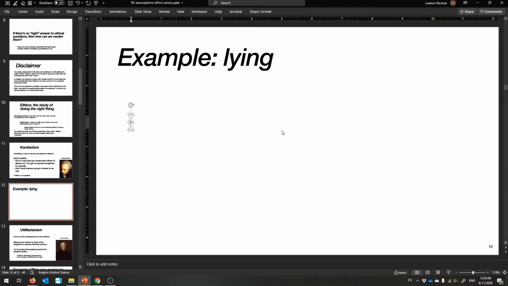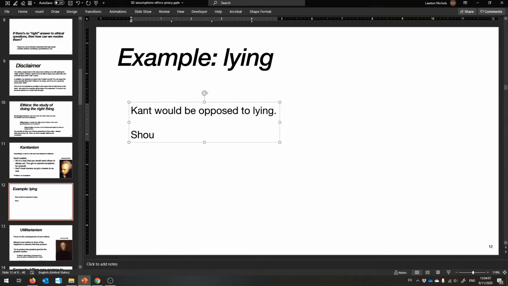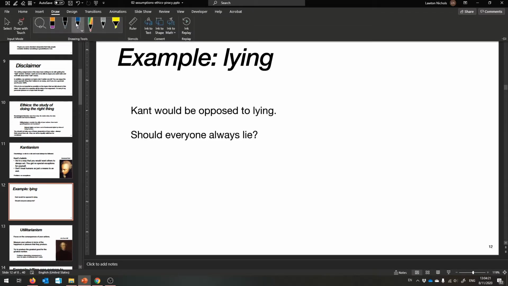So if you go back to the previous slide and you think about what Kant is believing, would he ever support someone lying? And the answer is definitely no. Kant would be opposed to lying, because he would ask the question, should I ever lie? Should I always lie? Is it okay to always do that? Should everyone always lie? That's the idea. Should everyone always do this thing? And the answer is totally no. Hands down. Absolutely not.